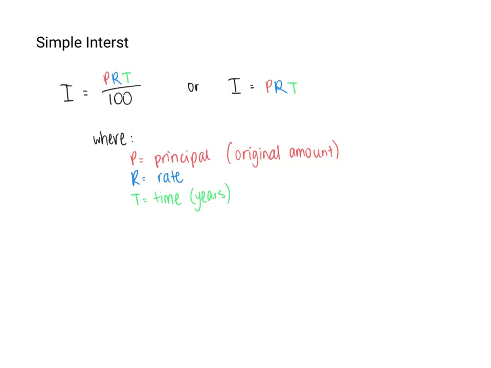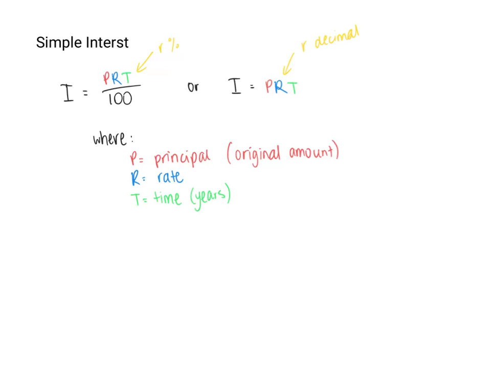Okay, simple interest. Now this is something you should have come across in year 9 and done a little bit more work on in year 10. So as a quick revision, there are 2 different formulae for simple interest, depending on whether you use a percentage or a decimal. So we've got PRT over 100 or just PRT. R would be a percentage in the first and a decimal in the second.